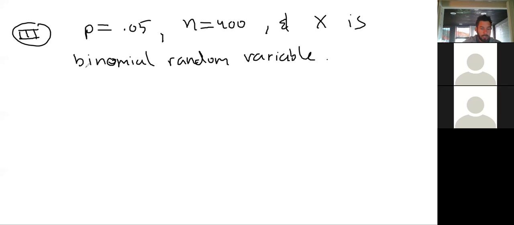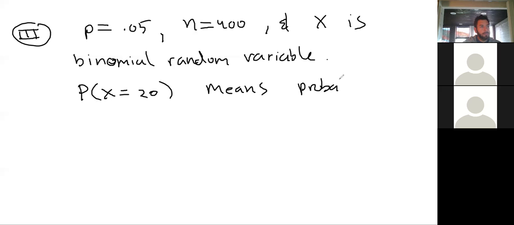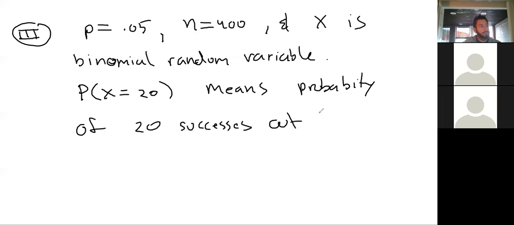And so what we're looking at is computing P of X equals 20. And how do we read this? Well, this means the probability of 20 successes out of n equals 400 trials.